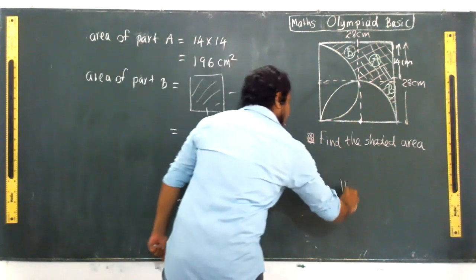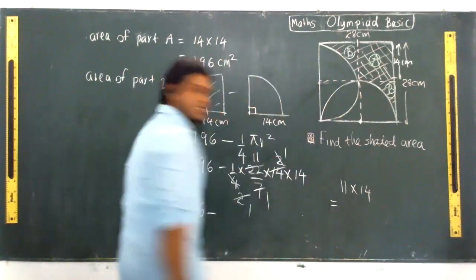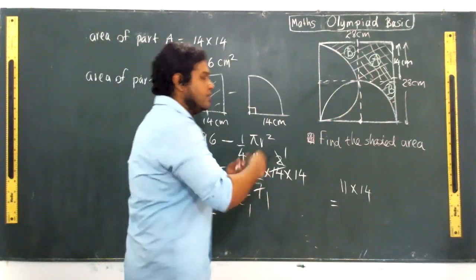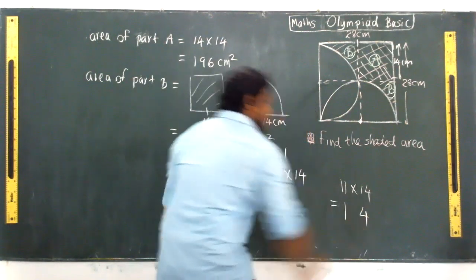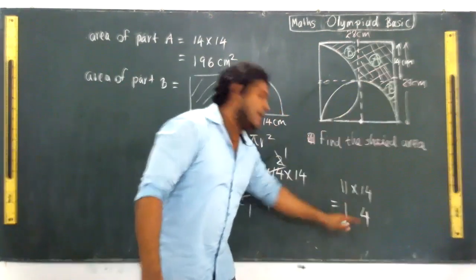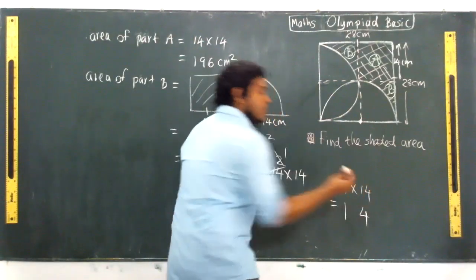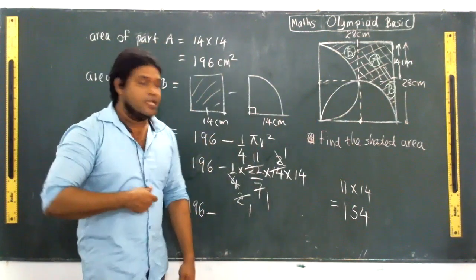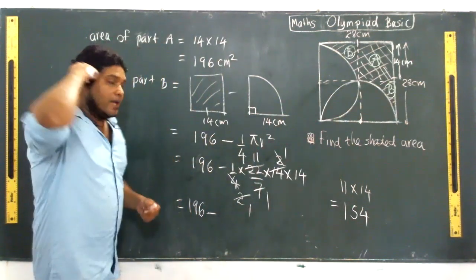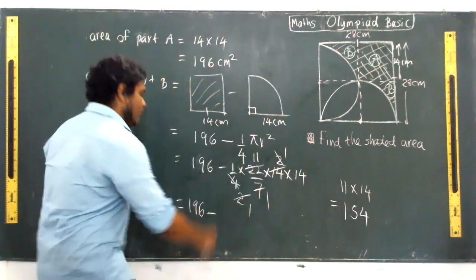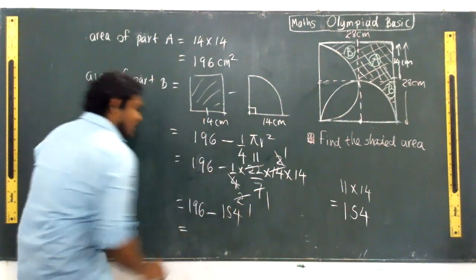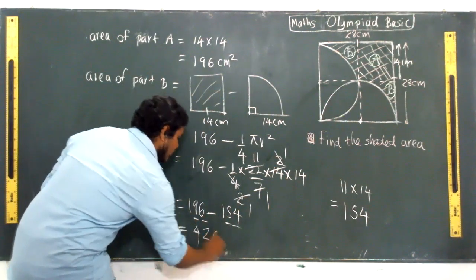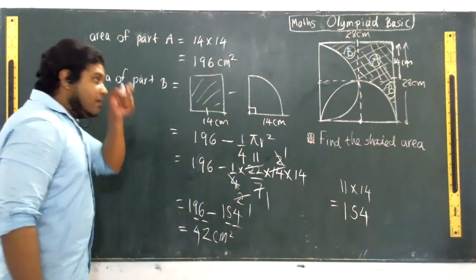When you multiply 11 times 14, I think it's an easy case, because when you multiply any number by 11, the front and end digits are written as they are, and the sum of the two digits goes in the middle. 1 and 4, the sum is 5, then 154. Otherwise, you know how to multiply by 11. I just reminded you of the case. Then 154. Now the subtraction: 196 minus 154 is 42 square centimeters. Now we can complete the answer.